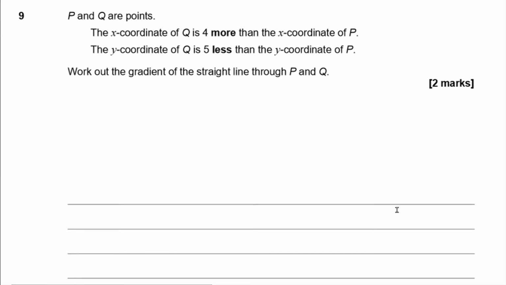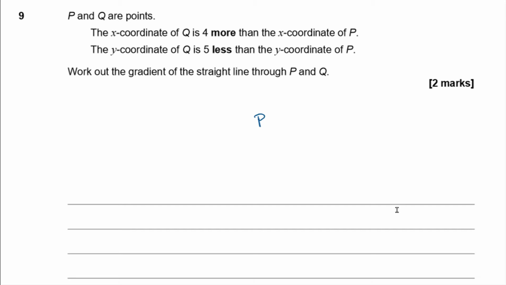Question 9. P and Q are points. The x-coordinate of Q is 4 more than the x-coordinate of P. The y-coordinate of Q is 5 less than the y-coordinate of P. Work out the gradient of the straight line through P and Q.